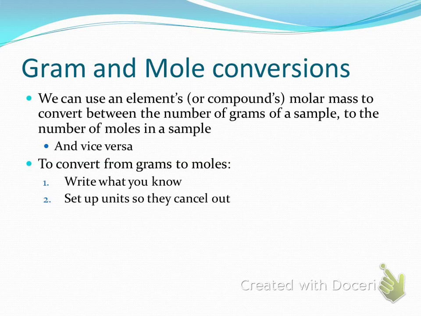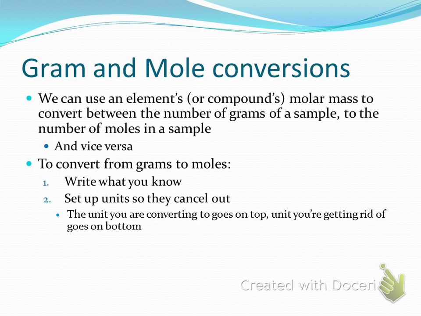Write what we know. Set up our units so they cancel out. If we want to get rid of grams, grams needs to go diagonal. When we want to get rid of units in our T-chart, they need to go diagonal from each other. The unit you're converting to goes on top, and what you're getting rid of goes on the bottom. That's the rule most of the time. We see a few exceptions to that, but that's really the rule. What we start with goes on top, what we want to get rid of goes on the bottom. That works 99% of the time.